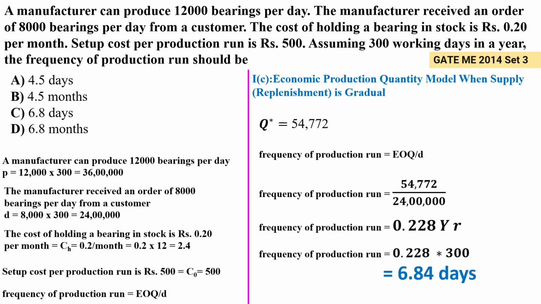So we have to convert this into days. Here we have to consider only 300 days. Then 0.228 into 300 is equal to 6.84 days. So option C is the correct answer.